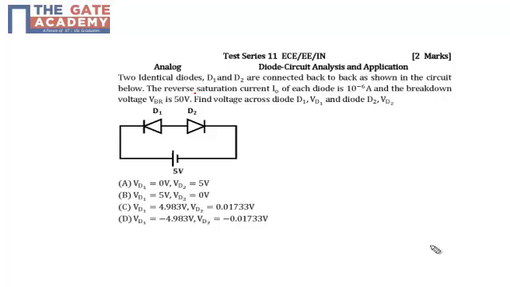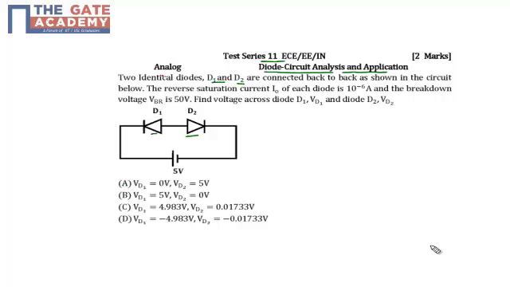Hello friends, this question is from test series number 11 from the subject of analog, and the topic name is diode circuit analysis and applications. In the question, the statement is that we have two identical diodes, D1 and D2, which are connected back to back as shown in the diagram.